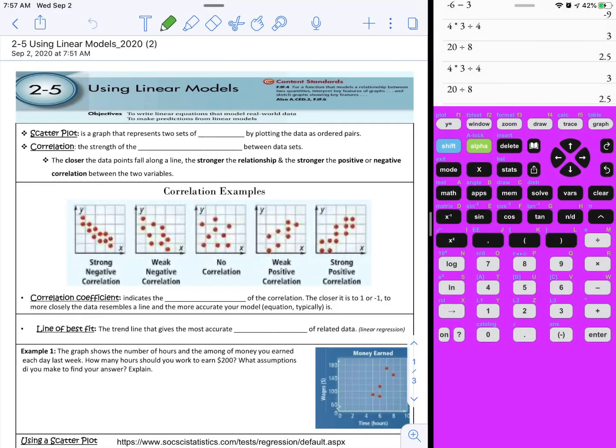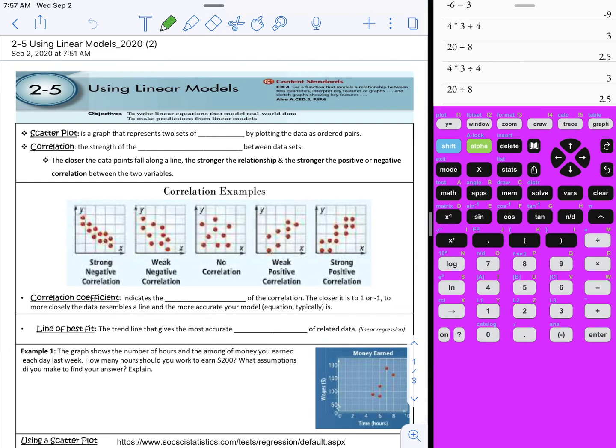Hello everybody, let's go ahead and dive into 2.5. We're going to have some application of linear equations today, which I find very exciting because, why else would we learn math if we couldn't apply it? And today we're going to be able to predict the future and the unknown.